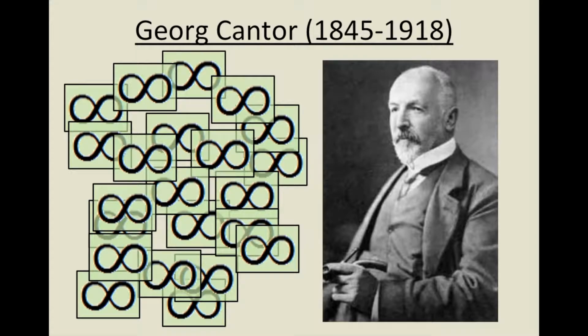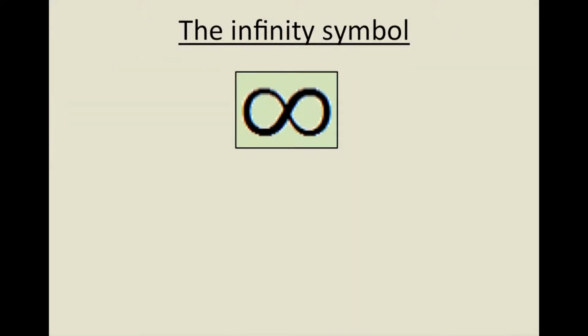First, let's wonder, where does this sign for infinity come from? It didn't come from Cantor. It was chosen in the 17th century by a mathematician called Wallis. Nobody's quite sure where it comes from.